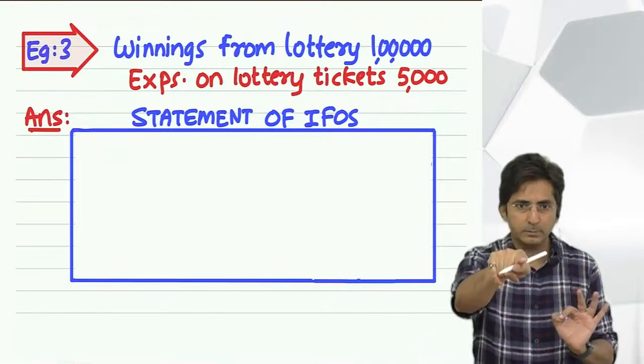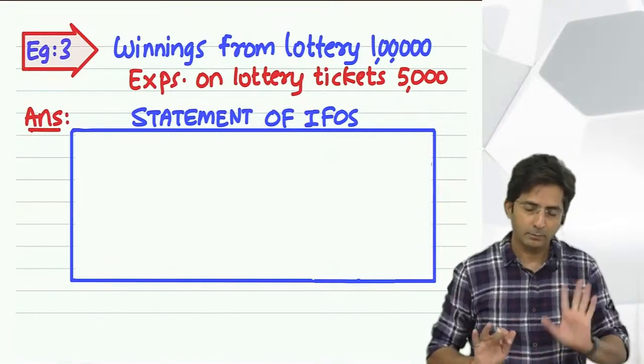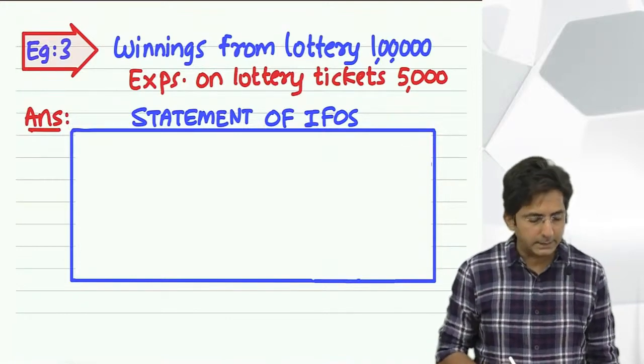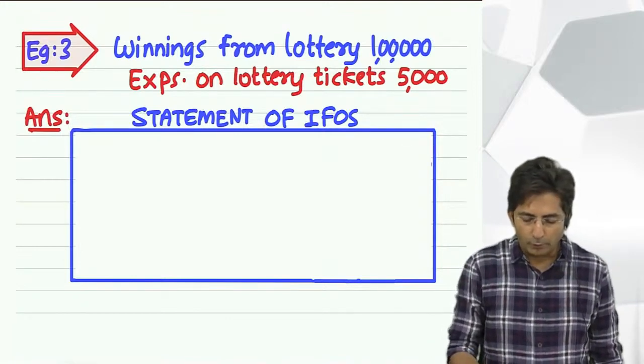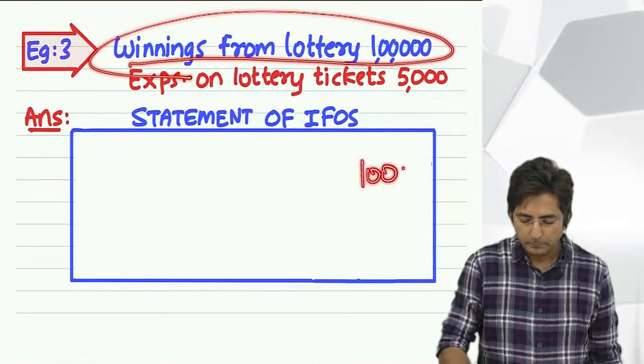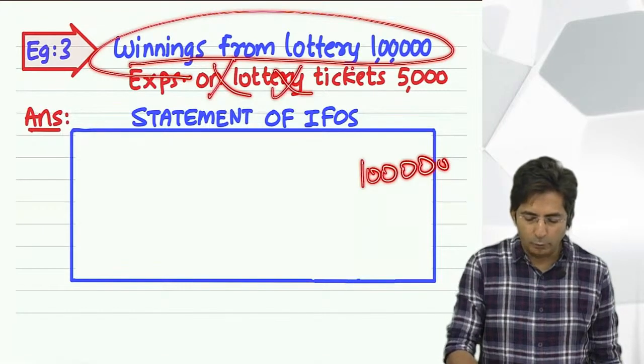Just a moment, he has some doubt. You were raising your hand. Okay, fine. So tell me, how will be the presentation of this then? Winnings from lottery, I will simply put it in the outer column. And expenses, I will ignore it.